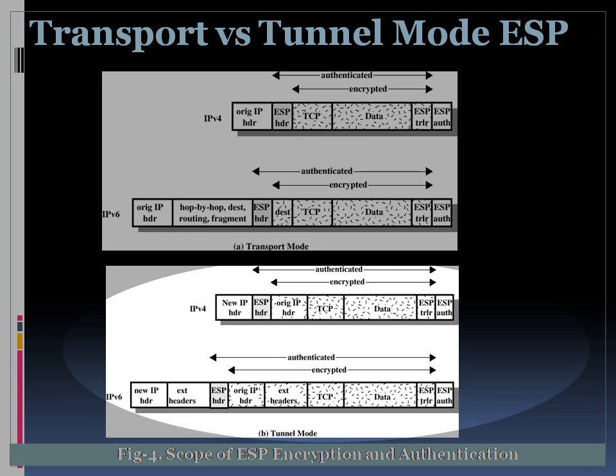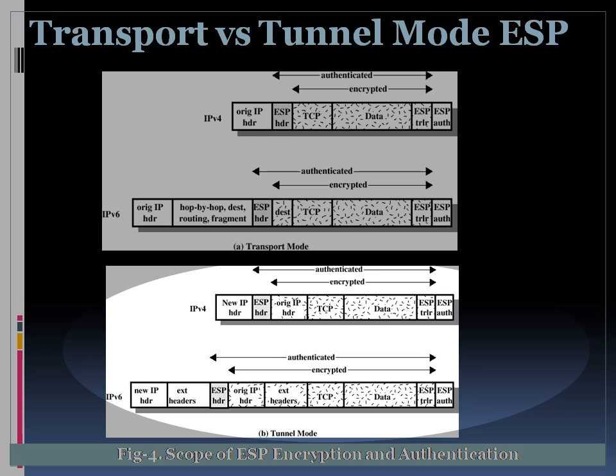The tunnel mode ESP is used to encrypt an entire IP packet, as you can see in figure 4C. For this mode, the ESP header is prefixed to the packet and then the packet plus the ESP trailer is encrypted. Now this method can be used to counter traffic analysis.